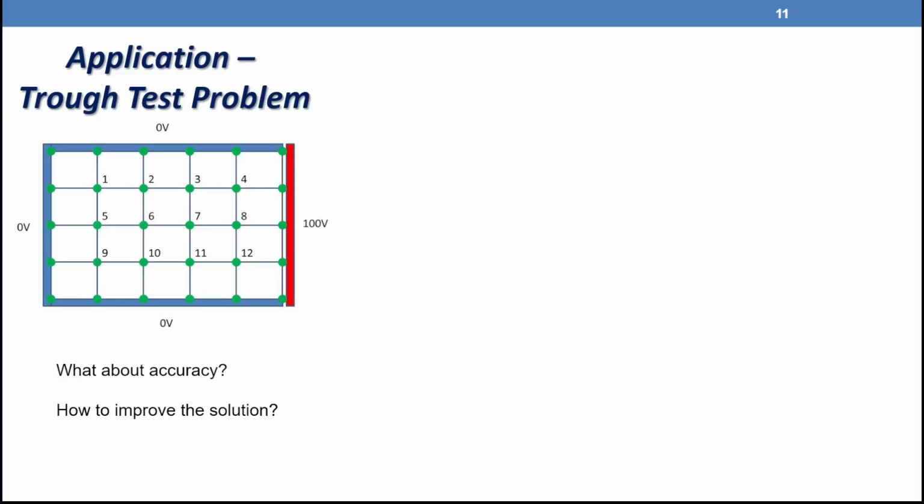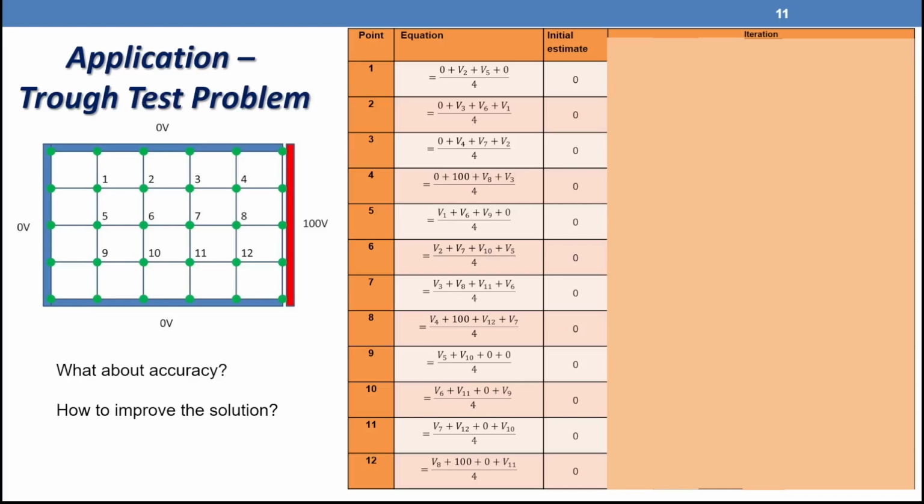We are going to apply the finite difference method to this test problem. We have a conductor with 4 edges. One of them is at 100 volts and the other 3 are at 0 volts. We have 12 points distributed equally from point number 1 up to point number 12. So how are we going to start the problem? We put an initial estimate of 0 volts for all the points.